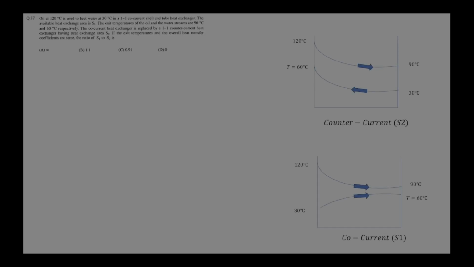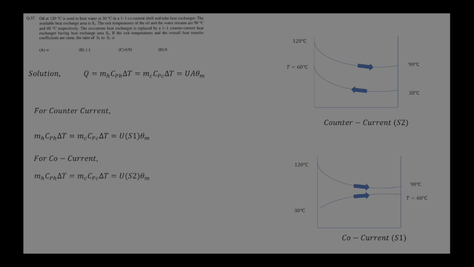This is also counter current and co-current. So this is the overall heat balance equation for counter current and for co-current. S1 and S2 are the different surface areas. This will be 1 because MCP delta T and MCP delta T will be the same. Only temperature. So 1.1.